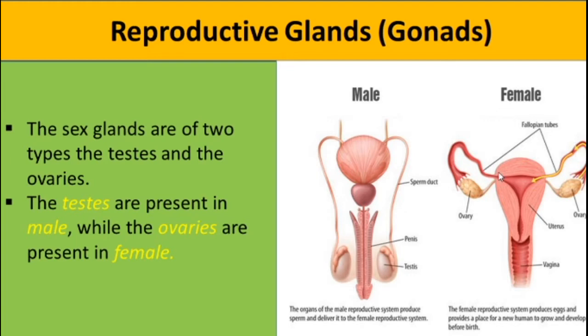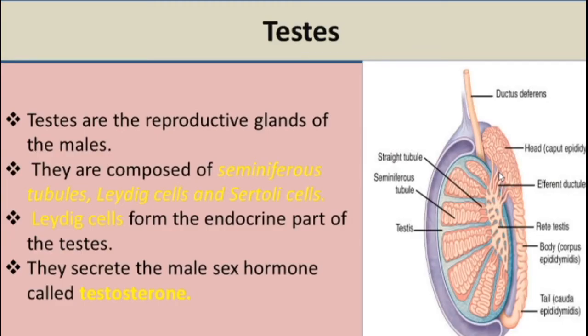First, we will discuss the testis. The testis is one of the reproductive glands of the male. The testis contains three types of cells. One is the seminiferous tubule, a tube-like structure inside the lobules, and then Leydig cells and Sertoli cells. The Leydig cells are located inside, in between the seminiferous tubules, along with the Sertoli cells.